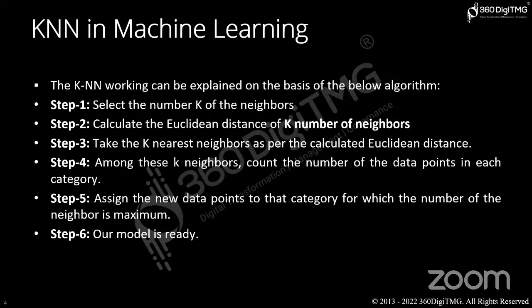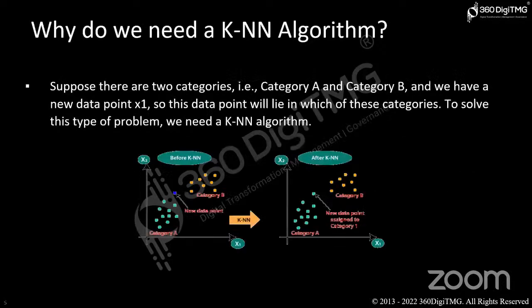Suppose 2 data points have less distance and on the right side there are 3. We look at which data points have the smaller Euclidean distance, and based on this we decide the neighbors and count the number of data points in each category. Suppose the left side has more data points, then it belongs to the left side. If it is the right side, then the right side. Then our model is ready.